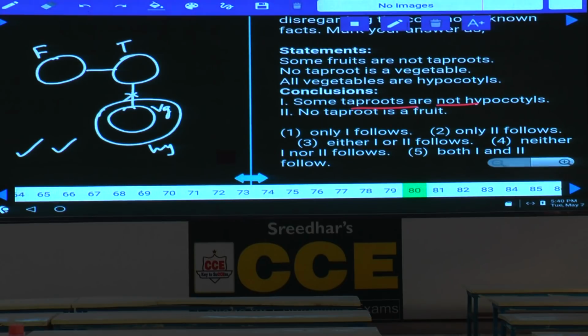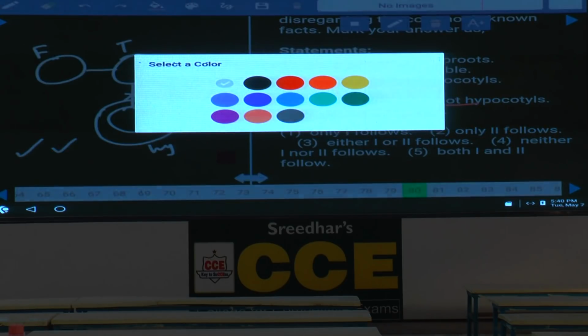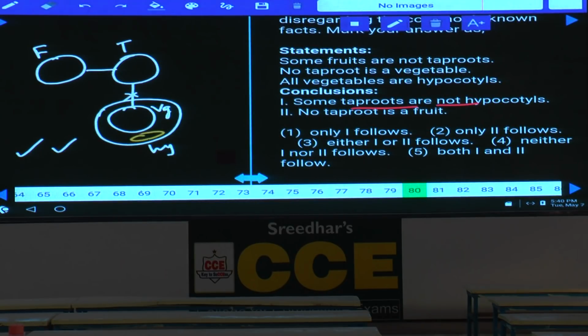Tell me whether it is possible to write like this or not. Yes. How to write this one? Now this will be my taproot. Now also taproot and vegetable is not intersected. Without intersecting this one, I can make it as false, and alternate diagram proven, previous conclusion will be false.